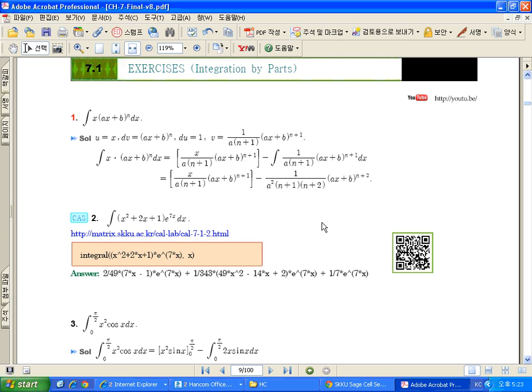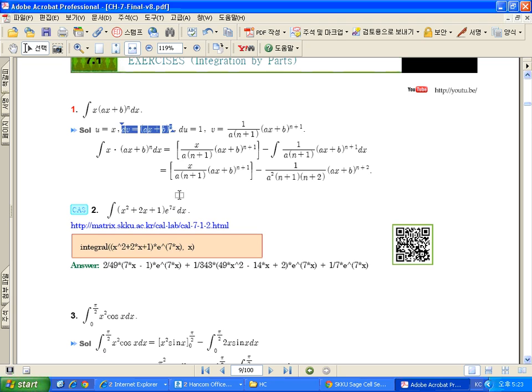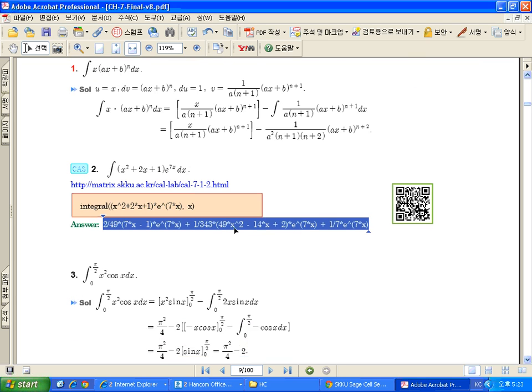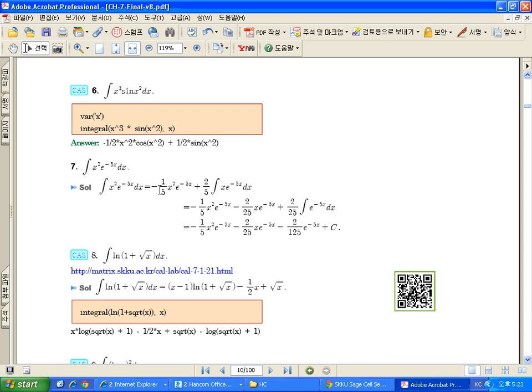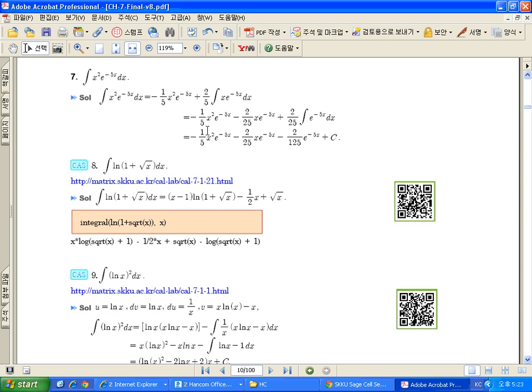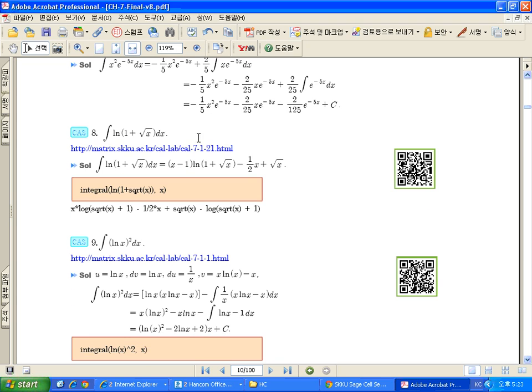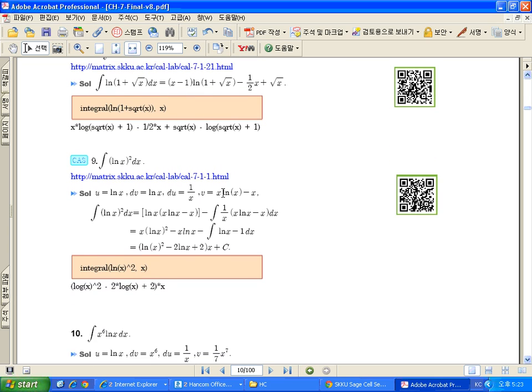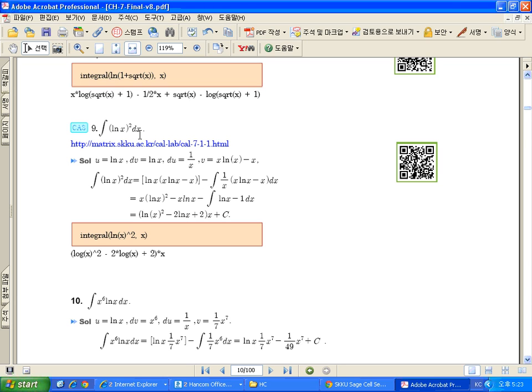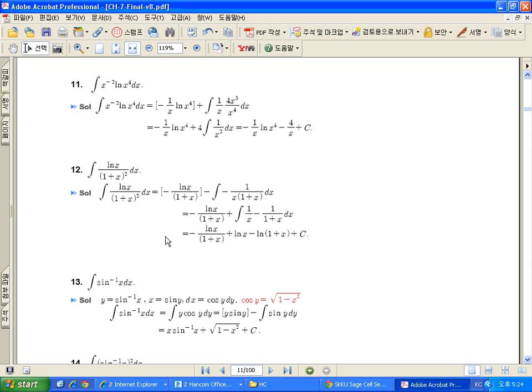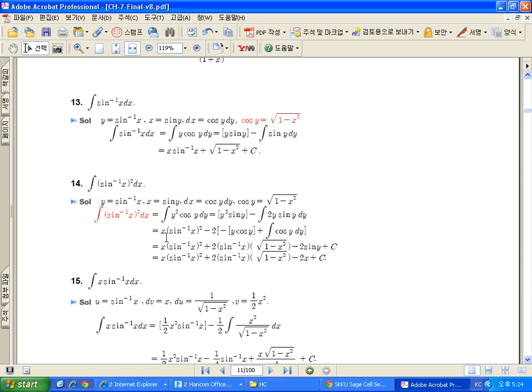Okay, exercise in section 7.1, integration by parts. For this case, you just do the integration by parts, like you see, and you have some Sage code for the integration of this function with respect to x, which gives you the same answers. And I have given the answers for all the problems here. Some are done by hand using the techniques of integration by parts, and some done by the Sage cells. So you will become familiar with the computation of the integrations that you can often see from many different books.